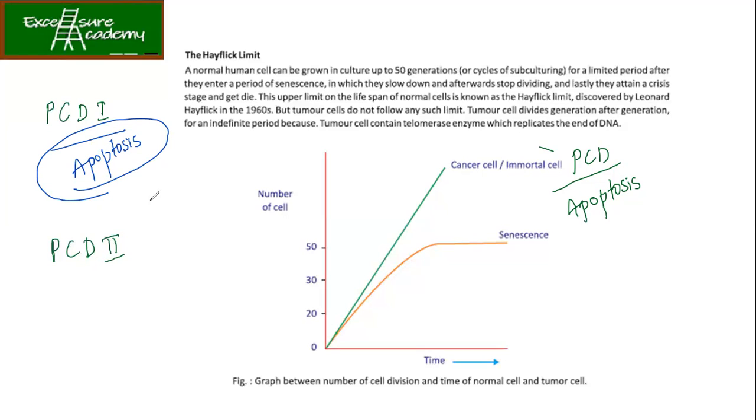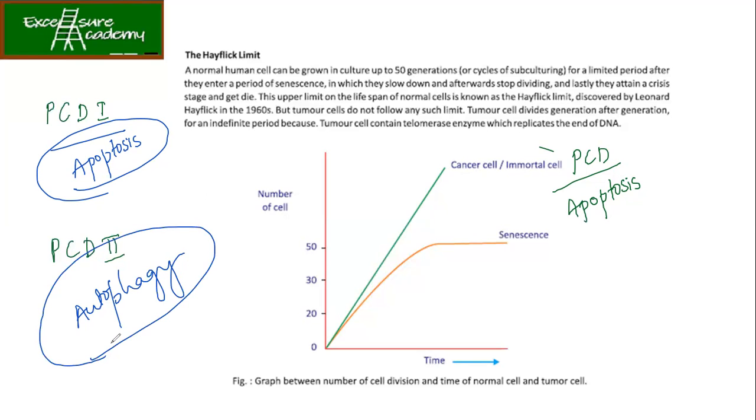This is a different kind of cell death, which is also known as autophagy. Autophagy, I'm sure you must have studied. You must have known it also. Yes, ma'am. So when we do research, or if you follow a good reference book, you will see that instead of apoptosis and autophagy, many times they use the words PCD1 and PCD2. Okay, good.